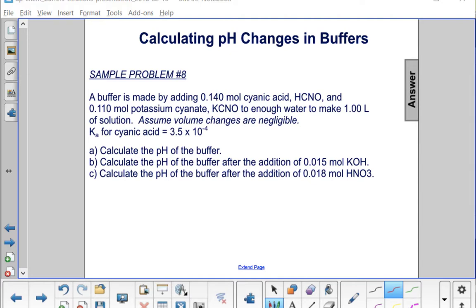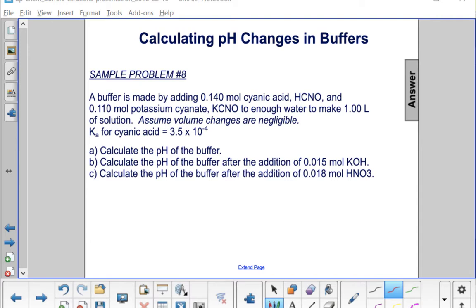A buffer is made by adding 0.140 moles of cyanic acid and 0.11 moles of potassium cyanate to enough water to make 1 liter of solution. For each part here, we'll assume that volume changes are negligible, and we're given that the Ka for cyanic acid is 3.5 times 10 to the minus 4.